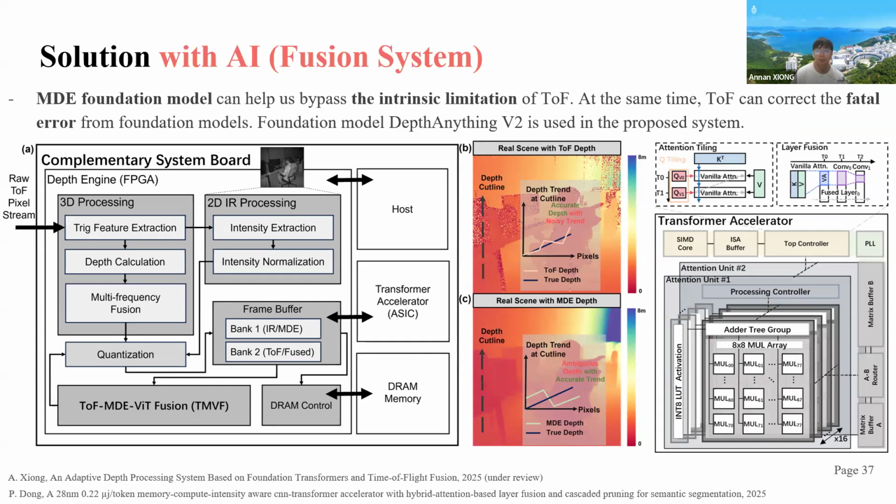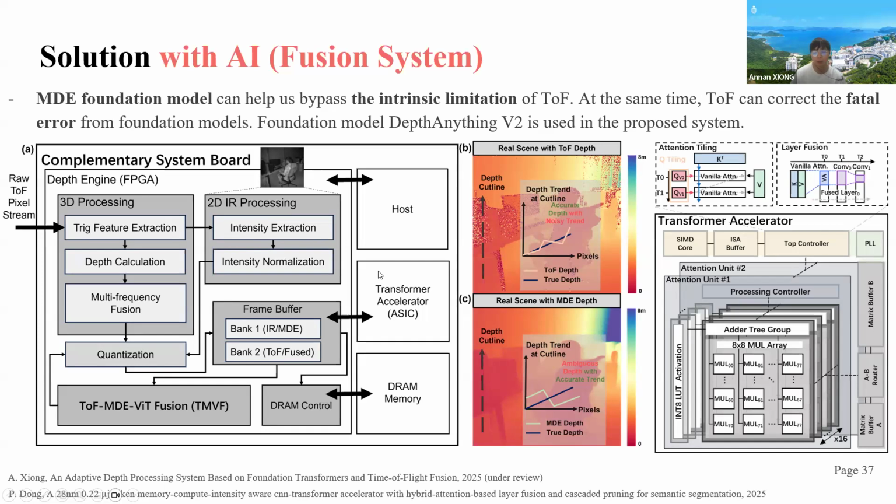Here, we use the foundation model Depth Anything V2 in the proposed system. Let's look at the processing details. After we get the raw ToF pixel stream, it will first go through the triangular feature extraction. After the extraction, we can do intensity extraction and normalize it to fit into the MDE foundation model.